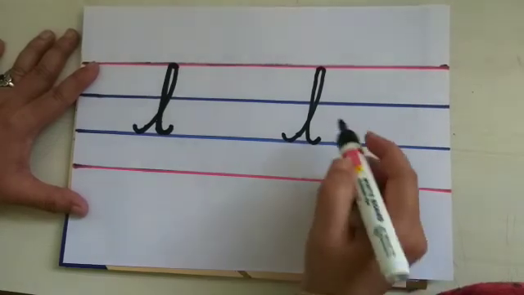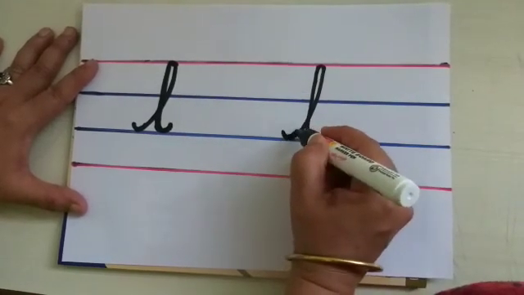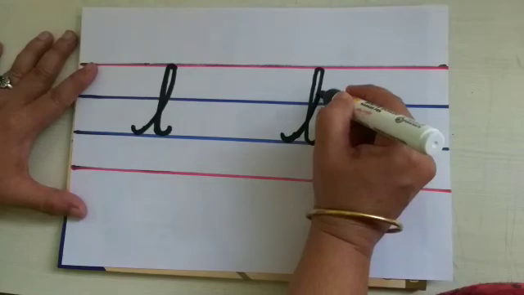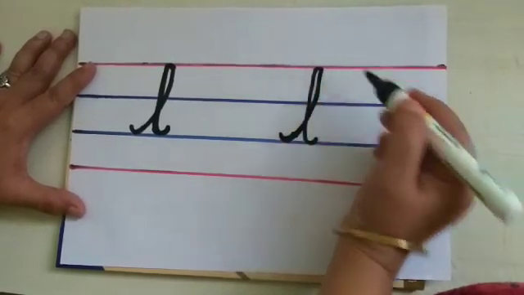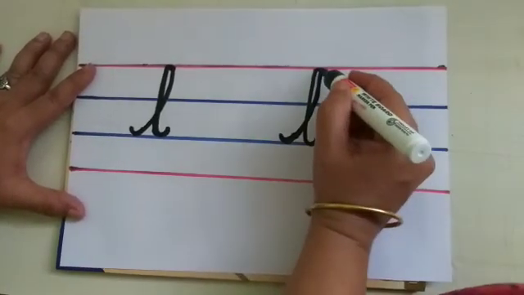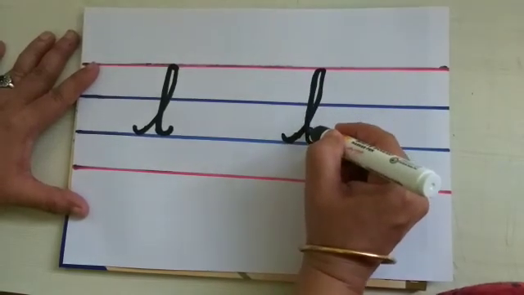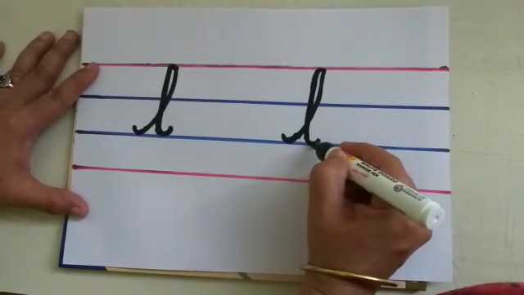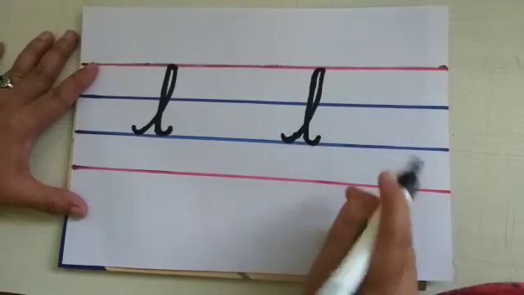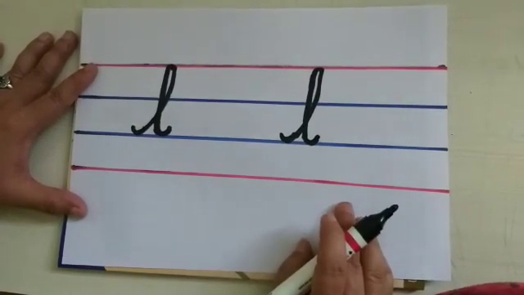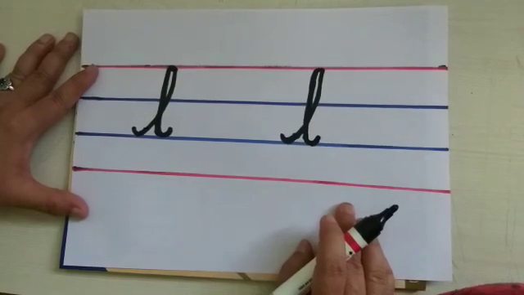Once again we will write. Make a small curve. Go up to the first red line, children. Slanting line. Then turn back. Come down to the third blue line and make a small curve. This is small cursive L.